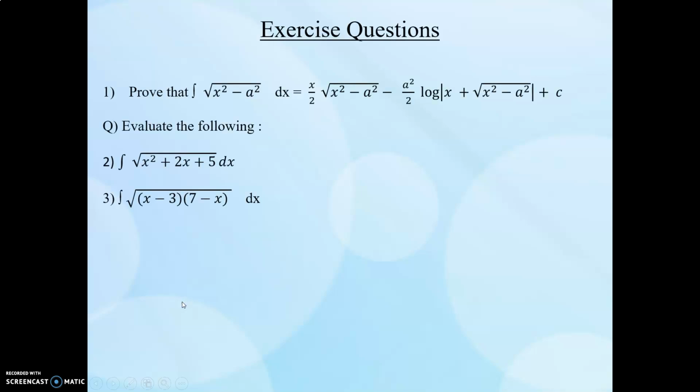So here are some exercise questions given to you. You have to solve them. We have proved two formulas. This is the third one. You have to solve it, the same method. And two questions are given to you related to our topic.